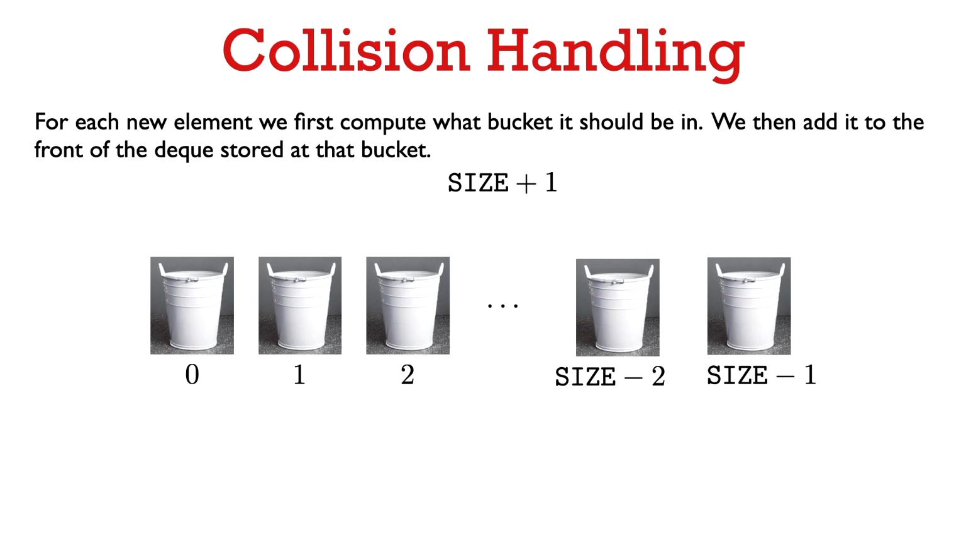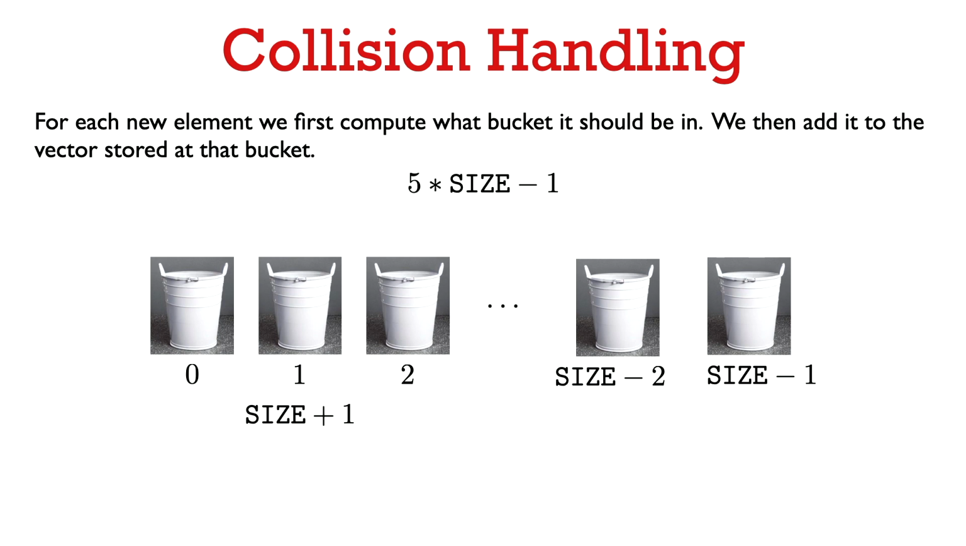Say that we want to insert the element size plus 1 into our hash table. First we compute the modulus of size plus 1 with size. That's equal to 1, so we see that size plus 1 should go into bucket 1. Then we add size plus 1 to the front of the previously empty deque stored at bucket 1.